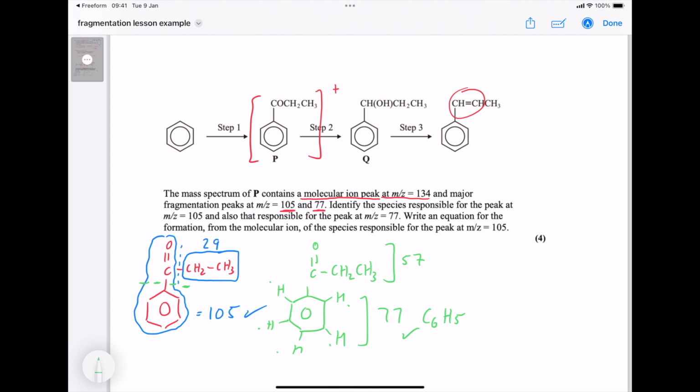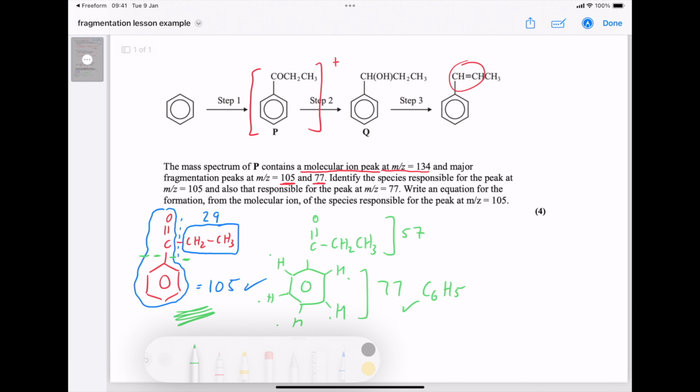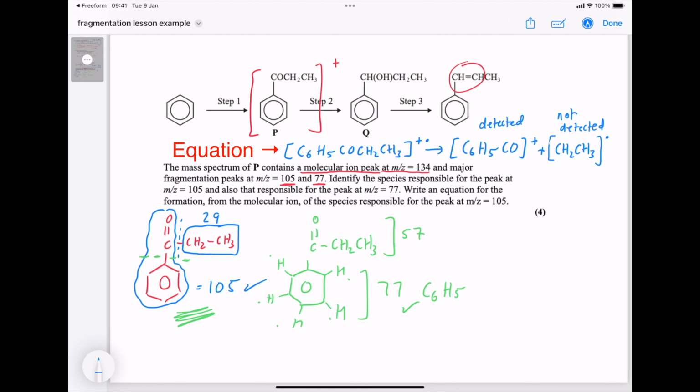Finally, write an equation for the formation from the molecular ion of the species responsible for the 105 fragment. So this one. I'm going to use this notation with the plus and the dot, as that's the correct way to do it.